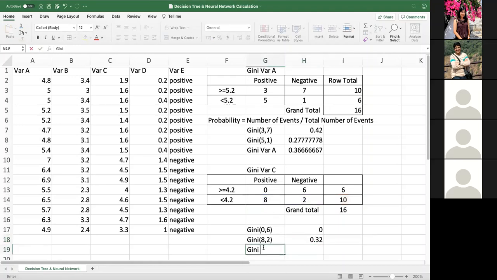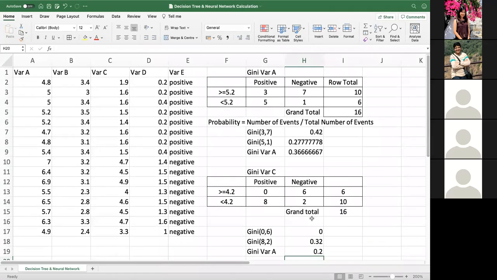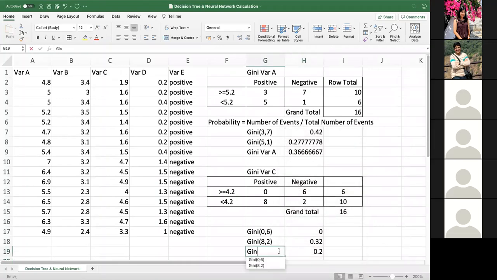Again, Gini of variable A is equal to 0 into 6 divided by 16 plus 0.32 into 10 divided by 16, a weighted average. So you get a Gini of 0.2. Sorry, variable C. Gini of variable C is 0.2. So this would be the first split if you are taking these two variables into consideration.